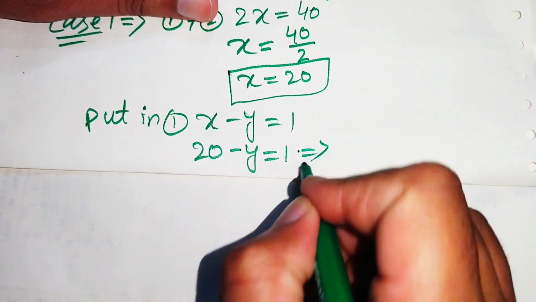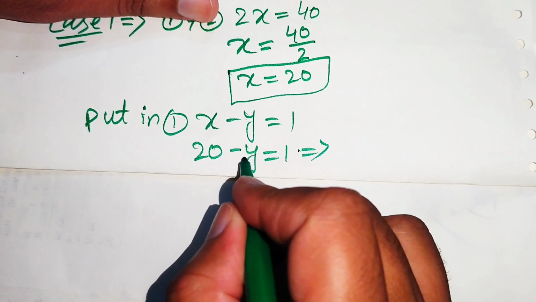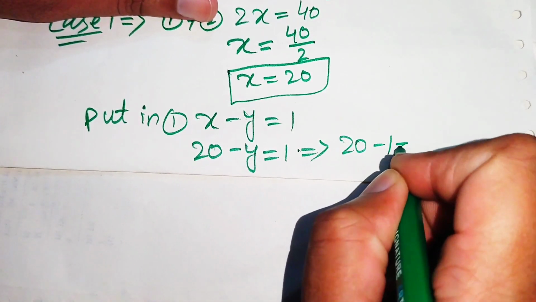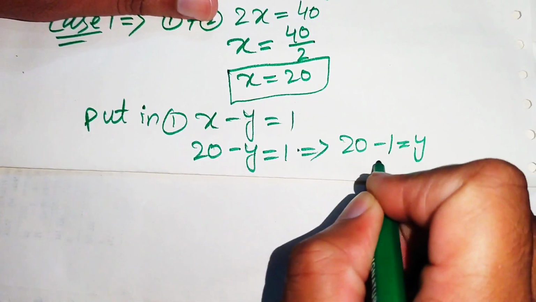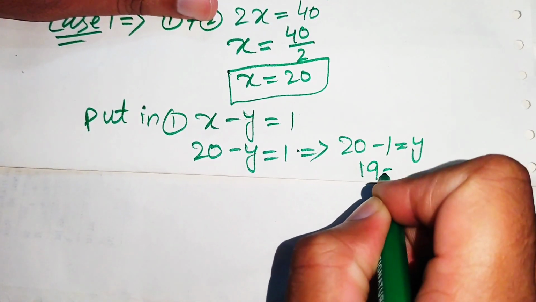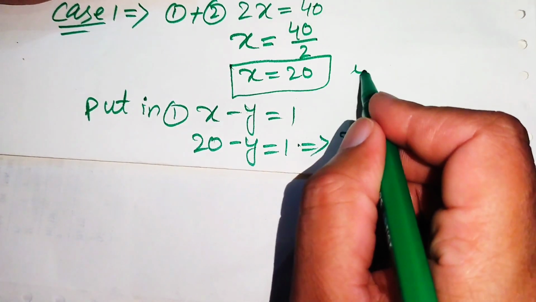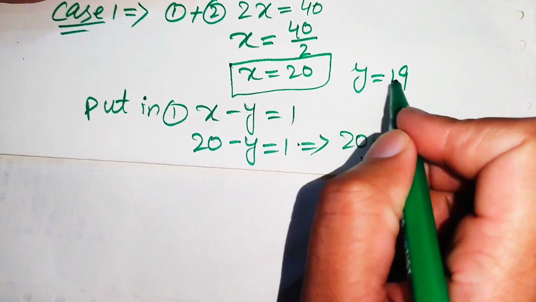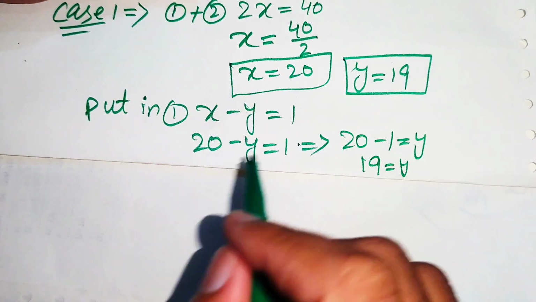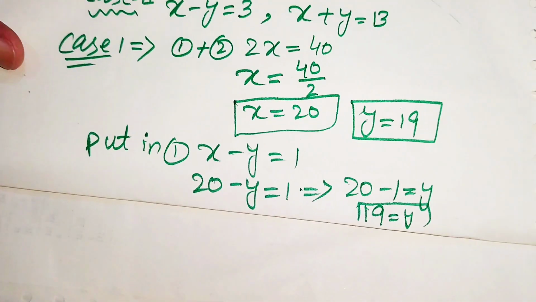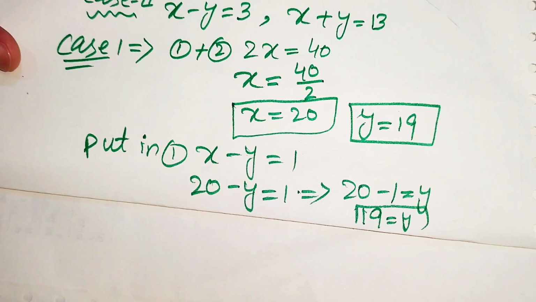Here we simplify this term, and we move this 1 to the left hand side and y to the right hand side, and we get 20 minus 1 equals y. So 20 minus 1 becomes 19 equals y. So we have the value of y equals 19. Okay, so here are the values of x and y which we get from case number 1.